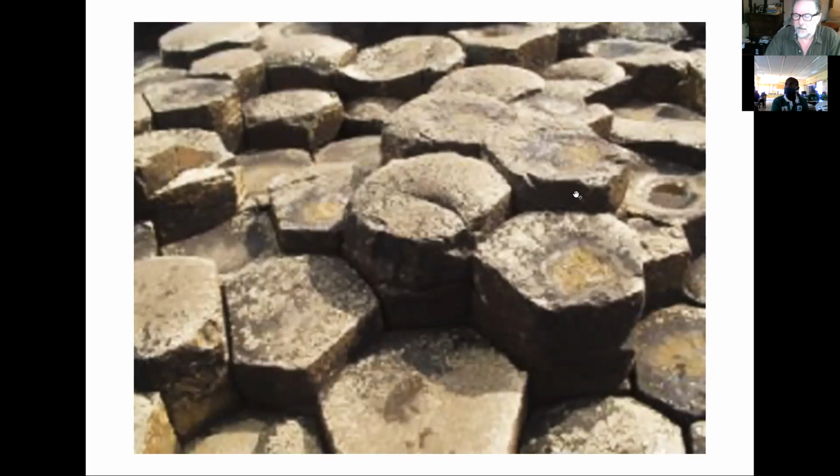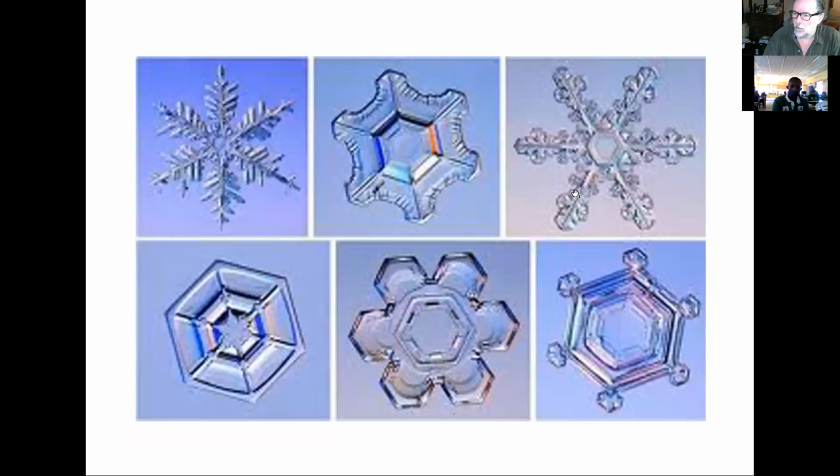Same pattern. Snowflakes. When water freezes in the air, when it's falling through the air and it freezes, it becomes a snowflake. It always makes a 6-sided figure, always. But they're never the same. And look how different they are. It's 1, 2, 3, 4, 5, 6. Every one.